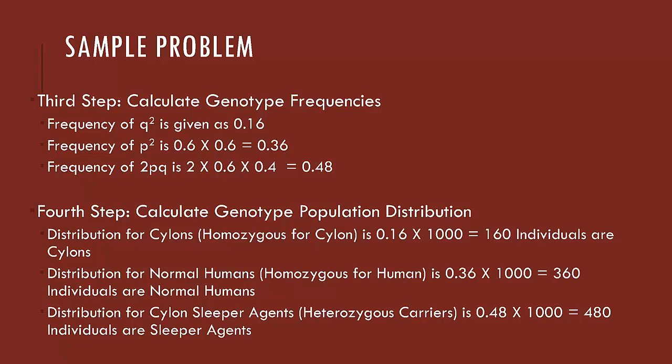Now, just as we did with the allele frequencies, we can take the genotype frequencies and multiply them by our population number to get our population distributions. So the distribution for Cylons is 0.16 times 1,000, which gives us 160 individuals are Cylons. Now the distribution for normal humans is 0.36 times 1,000, which gives us 360 individuals are normal humans. And then the distribution of Cylon sleeper agents is 0.48 times 1,000, which gives us 480 individuals being sleeper agents.